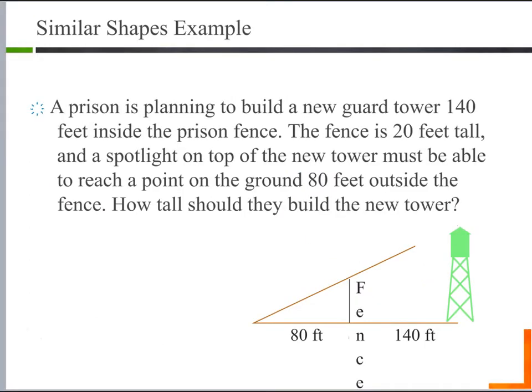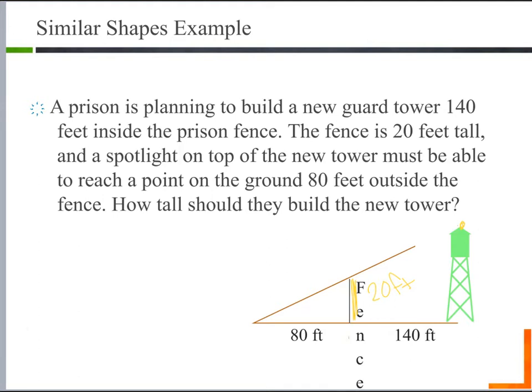So here we have an example. A prison is planning to build a new guard tower 140 feet inside the prison fence. The fence is 20 feet tall, so we know that this fence is 20 feet tall. And a spotlight is going to be at the top of the new tower, and it needs to reach to 80 feet outside of the fence. So how tall should they build this new tower?